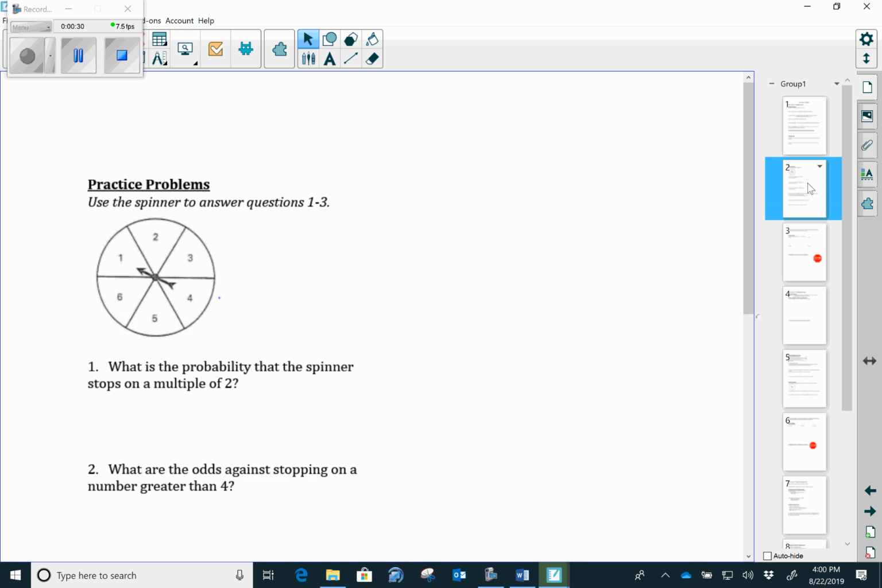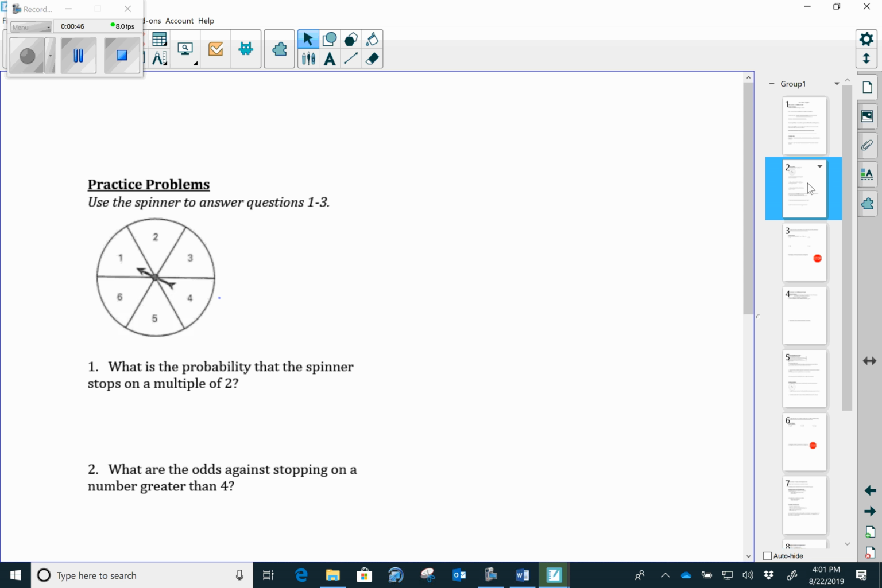Let's look at example 1. Use the spinner to answer the questions 1, 2, 3. So, after you've reviewed the vocabulary, now let's begin the problems. What is the probability that the spinner stops on a multiple of 2?